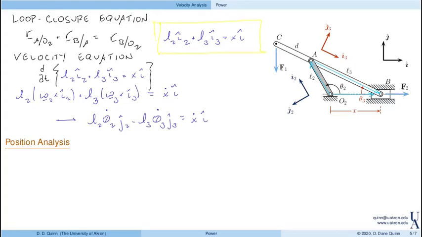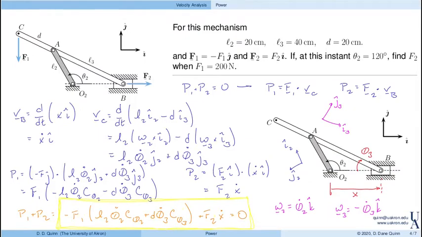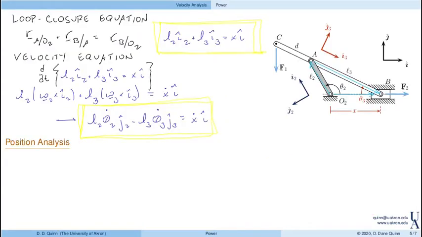Right, so again, here we have the loop closure equation, which describes the configuration or the position, and then the derivative of that gives me the velocity equations. Looking back at this equation relating the powers, we do need to know theta 2 and theta 3. Theta 2 is given, but I need to go through a configuration analysis looking at the loop closure equation, or position analysis, to determine theta 3.